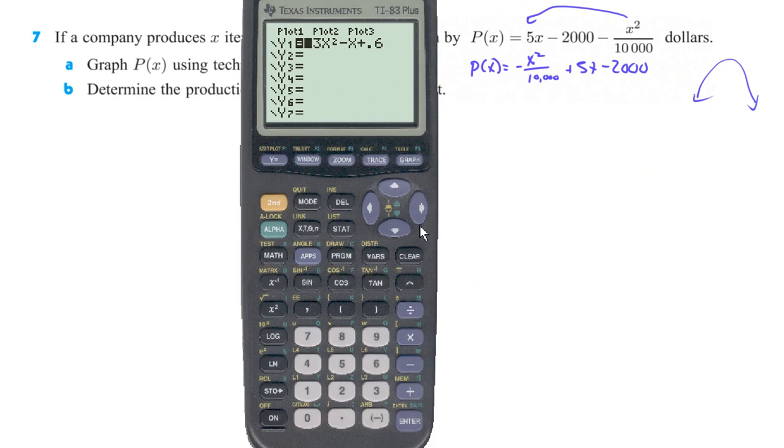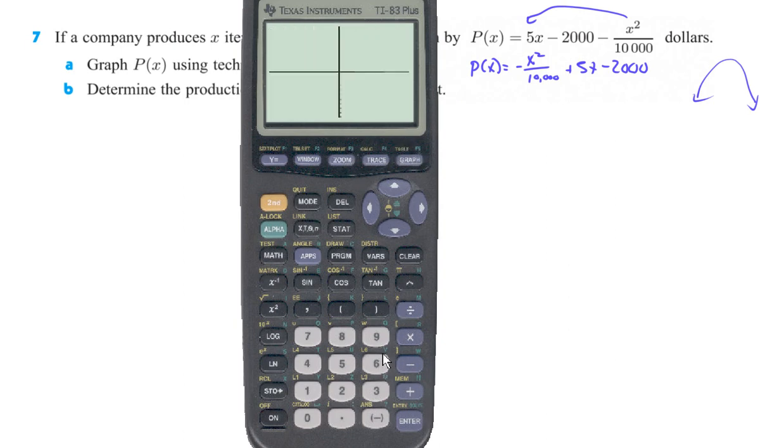So we're going to do y equals, clear. I'm going to put in a fraction here. Oh, can I not do it with this one? I can't. That's fine. Negative, let's see, I'm going to do parentheses, x squared divided by 10,000, right? Plus 5x minus 2,000, okay?